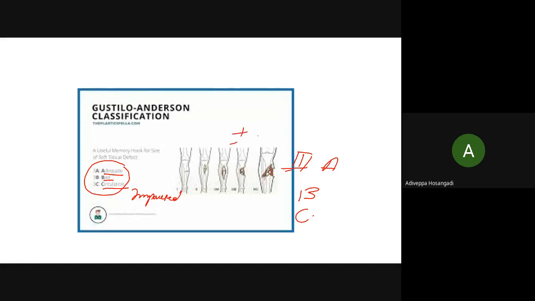So 1 and 2 you will easily remember. 1 is less than 1 centimeter. 2 is 1 to 10 centimeter size of the wound. 3ABC: 3A is adequate soft tissue coverage. Please remember, already the skin is broken. B is bad. There is no adequate soft tissue coverage. C is circulation is impaired, means there is a vascular injury. Am I clear in this?